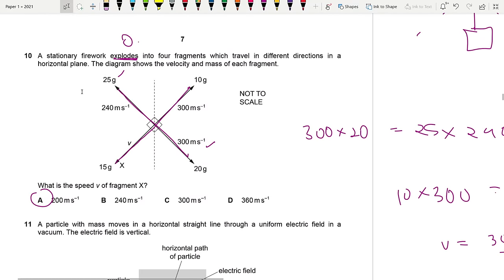Now for 10. Let's try to understand this scenario. A stationary firework explodes into four fragments which travel in different directions in a horizontal plane.